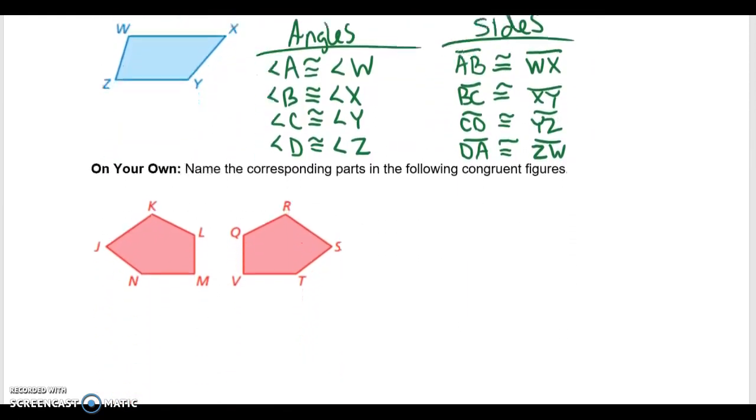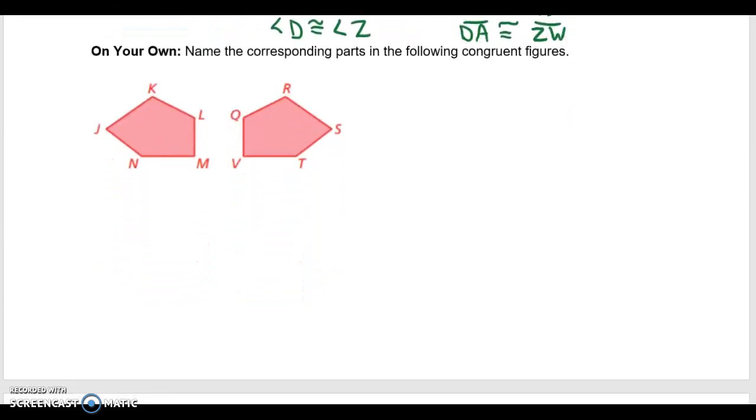You're going to do this on your own. I'm going to help you get started. Name the corresponding parts. So we're going to be doing that same thing. Let's make a space here for your angles. Let's make a space here for your sides.